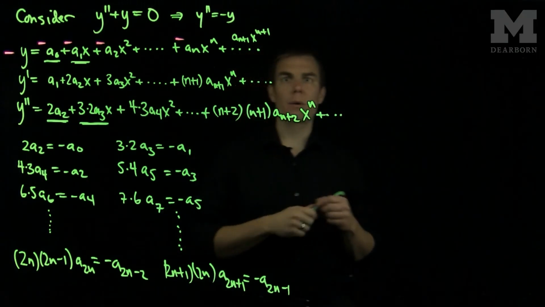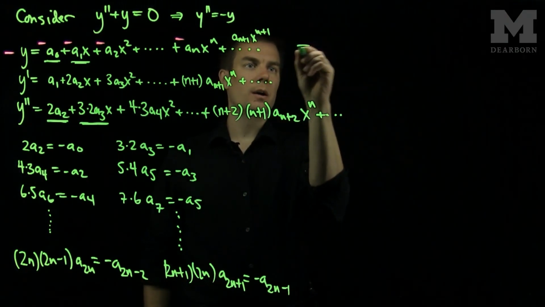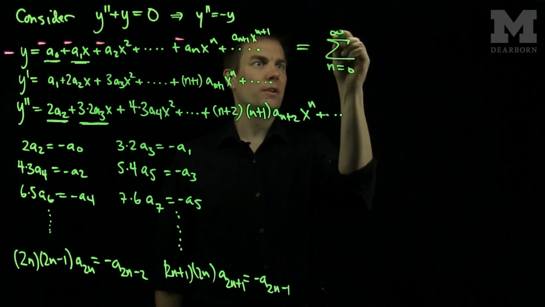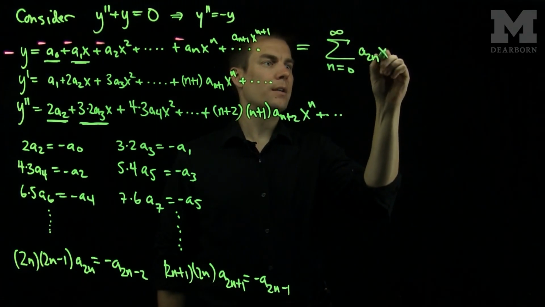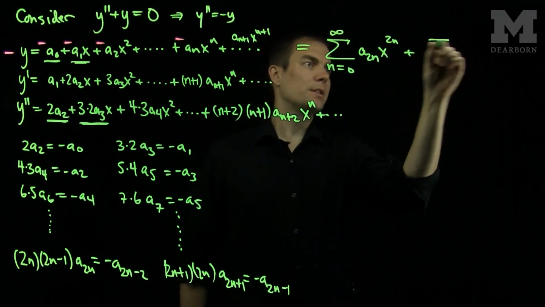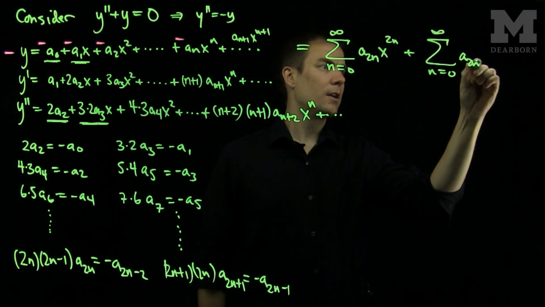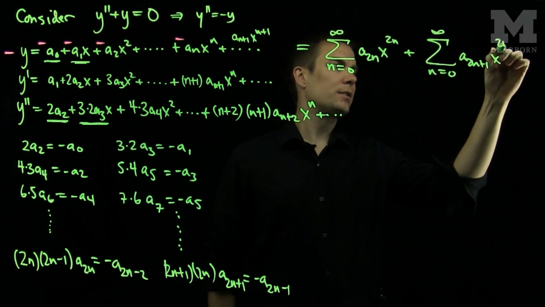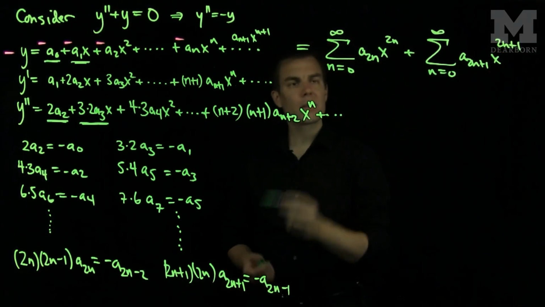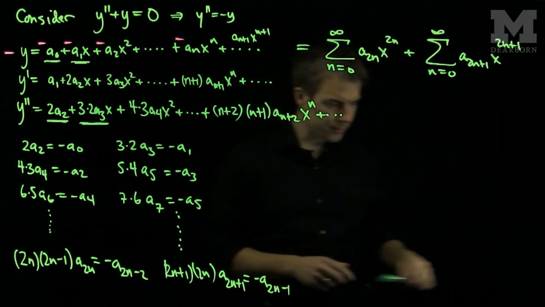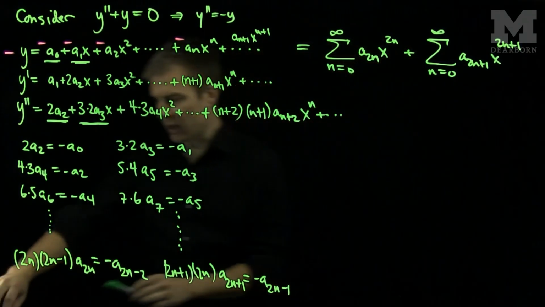So what we'll do is take our original series and split it into two parts. Our original series will be the sum, n goes from 0 to infinity, of a2n x to the 2n, plus the sum, n goes from 0 to infinity, of a(2n plus 1) x to the 2n plus 1. And now I'd like to write a2n and a(2n plus 1) in terms of a0 and a1. So we can achieve that by doing the following.